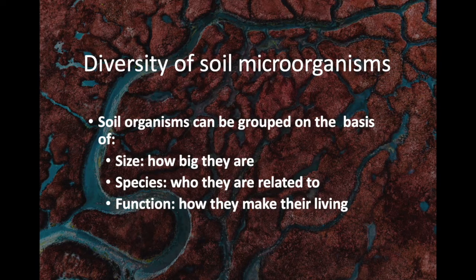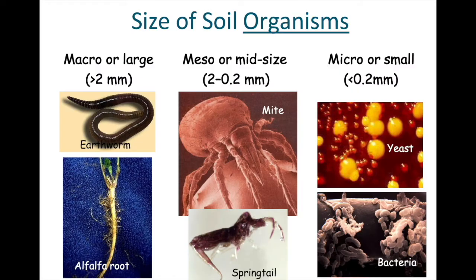What is the biodiversity of the soil microorganisms? You will notice from here that there is a macro or large organism, which is more than 2 millimeters in size. We have meso or mid-size, which is 2 to 0.2 millimeters in size, such as insects. So we have representative examples right there.